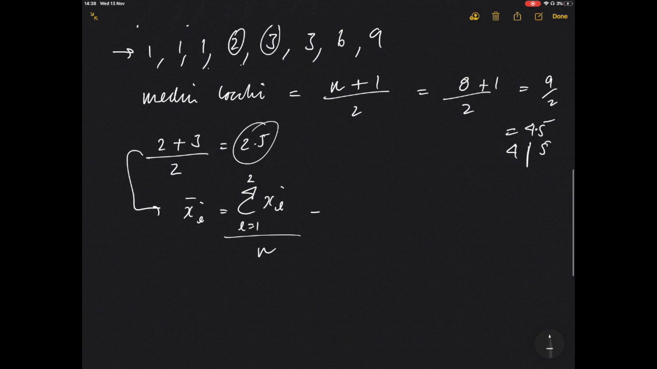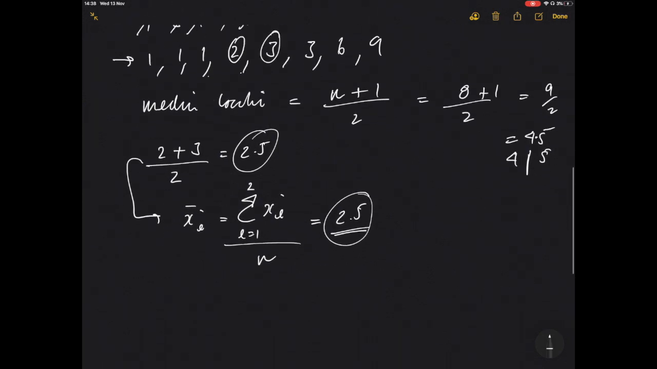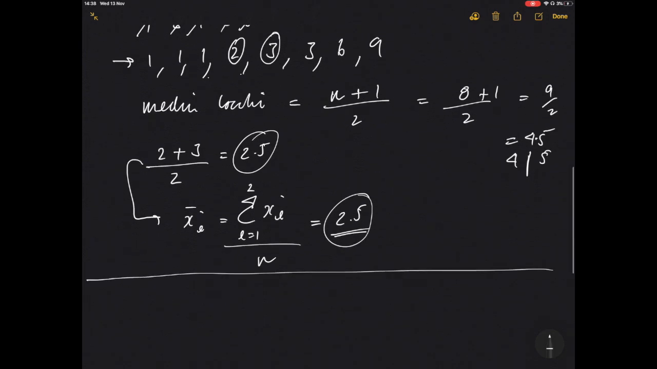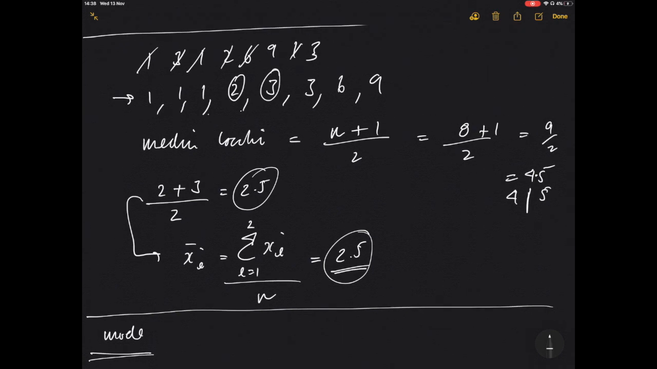This would describe our mean, which would give us 2.5. Okay, and next of all, we have something called the mode. The mode is one of my favorite methods because I've spent the last few years working on the mathematics around the mode. So the mode describes what is most common.